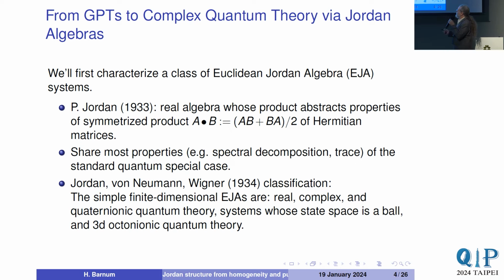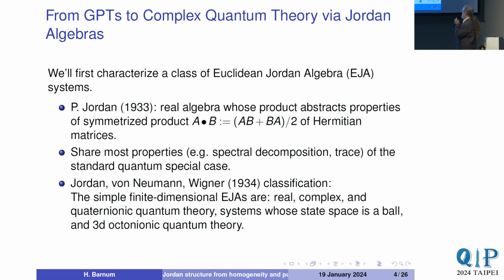Okay, so I'll say a little bit about how we get from general probabilistic theories to complex quantum theory. It's very common that you go through first characterizing some class of Euclidean Jordan algebraic theories. And that's already almost quantum theory. It was formulated as a possible abstraction of the Hermitian matrices by Jordan in 1933, who hoped it would be a good framework for quantum theory.